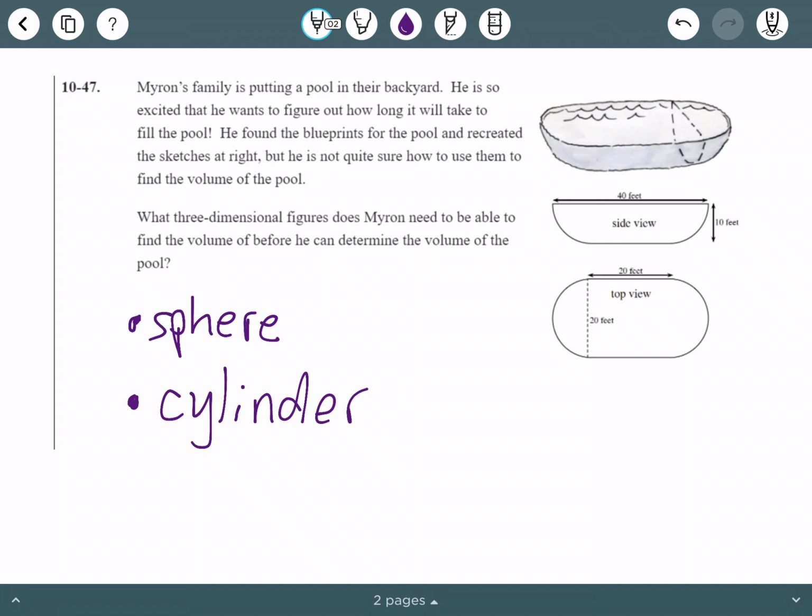Now, don't get too disappointed because we're actually going to be finding the volume in problem 1050. But for now, that's all.